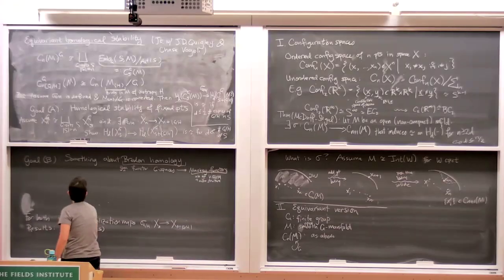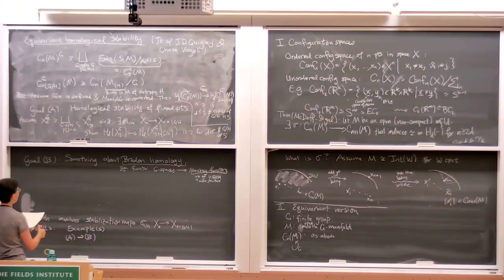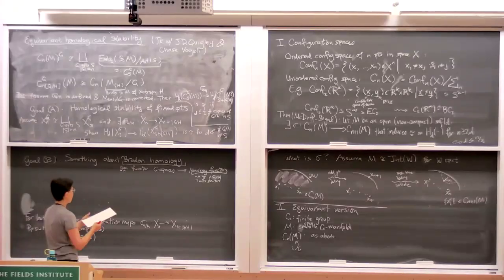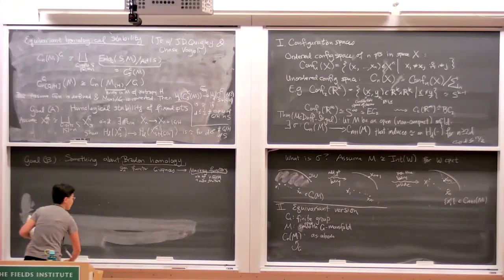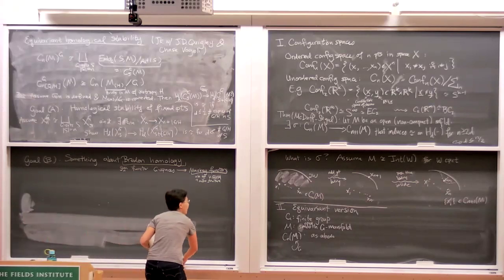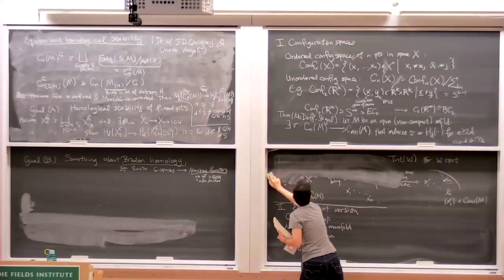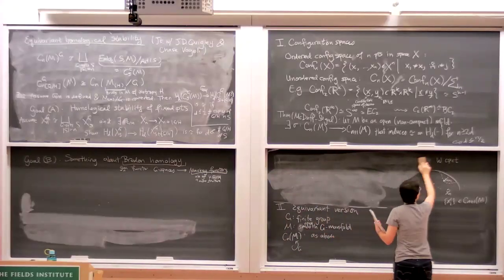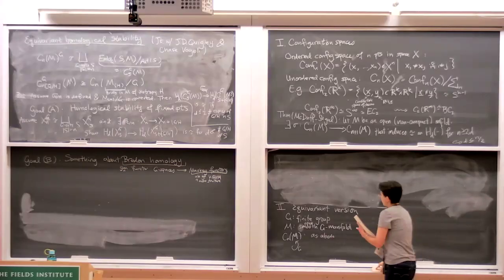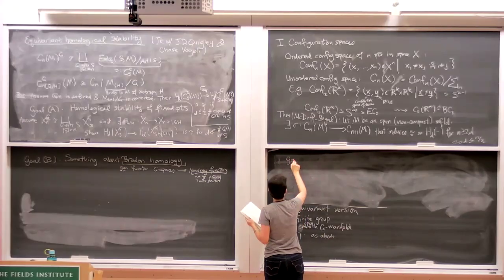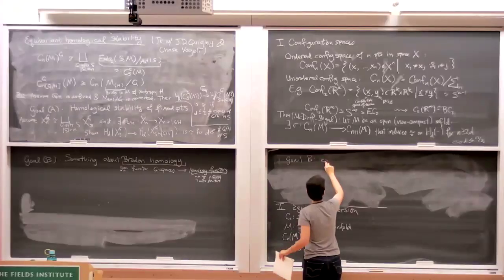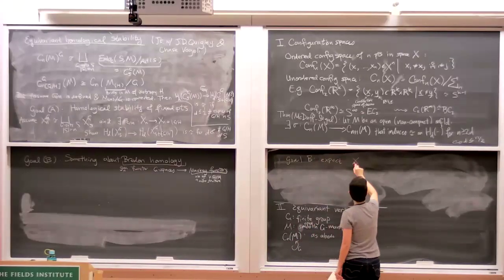Okay, so that was the first kind of statement. The second kind of statement is we want to say something about Verdon homology. Let's write here instead. So the thing you might expect, for goal B, is a decomposition.